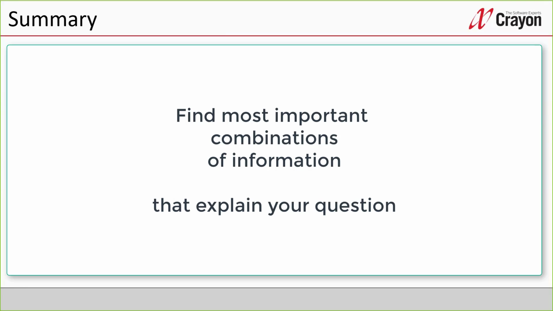So now we come to the summary of this decision trees: to find out the most important cross table or combination of characteristics that can explain differences in your data.